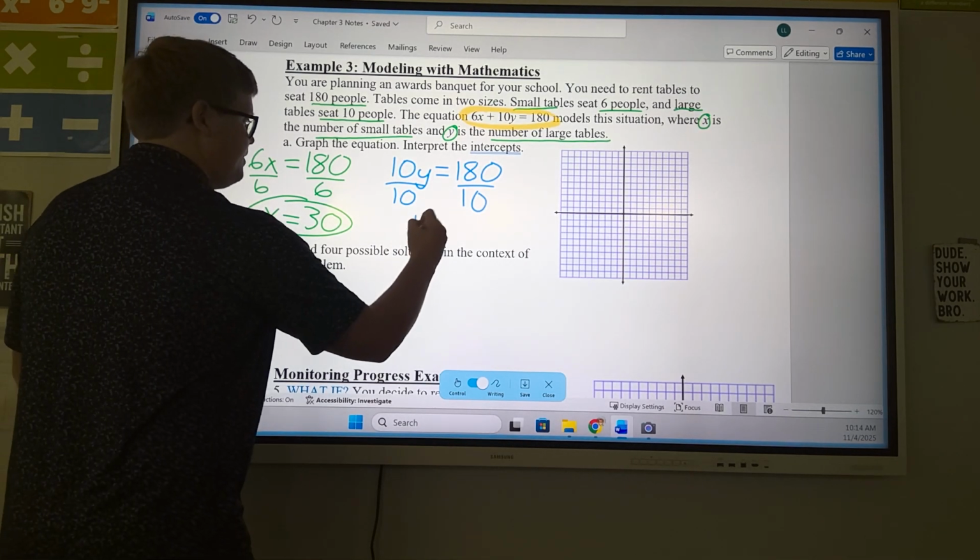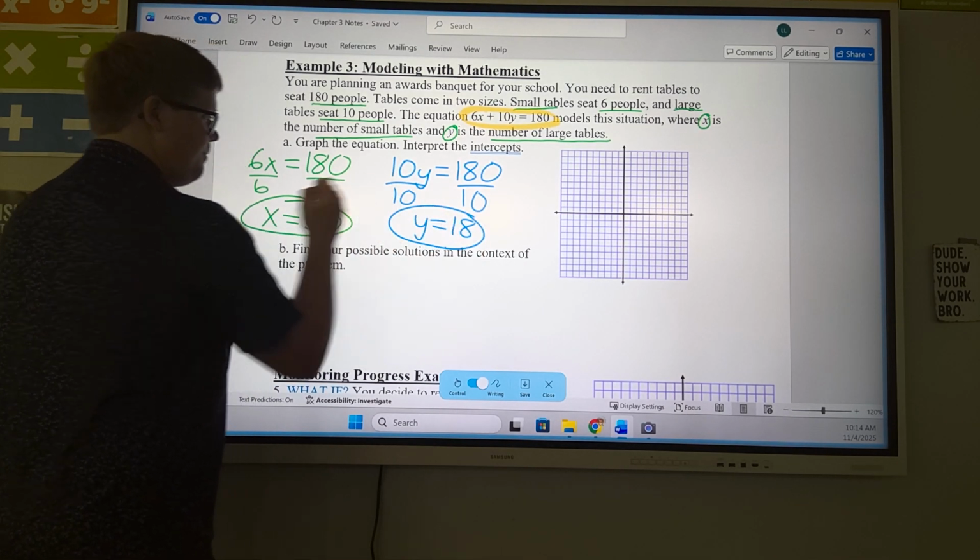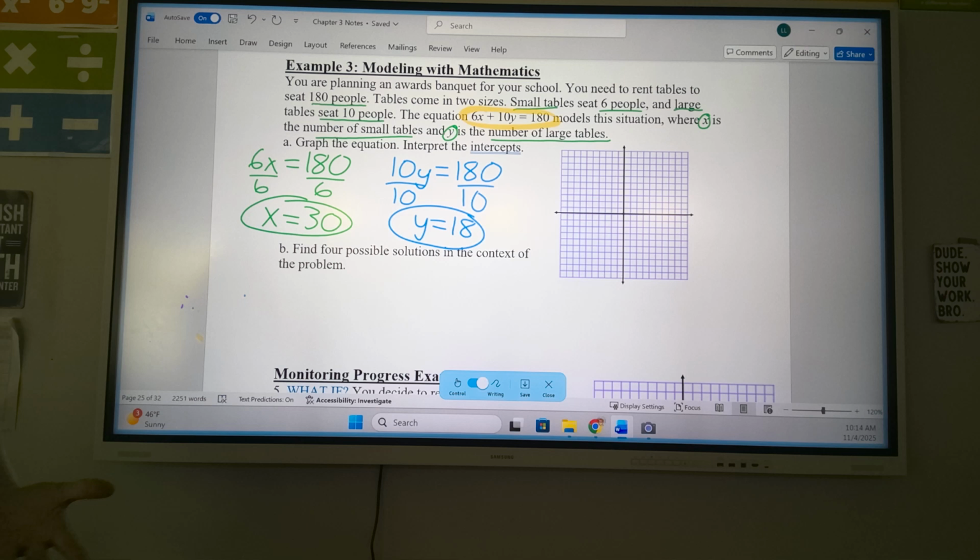We have y equals 18. Same thing. If the awards banquet is like, I just want large tables, we know we need 18 tables to fit 180 people. Vice versa for 30 small tables, right? That's how we interpret what the intercepts mean.